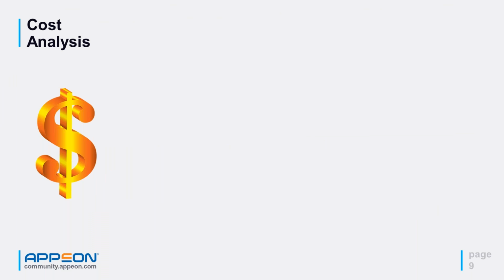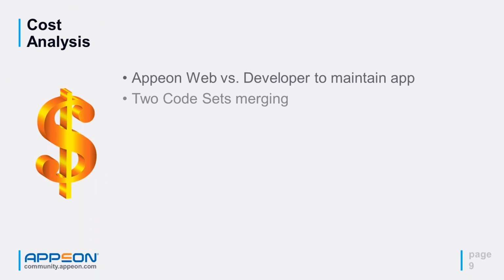So at that point, we did a cost analysis to see if Appian Web was going to be a cost-effective solution versus hiring a full-time developer to maintain this application that has a dead end approaching. We have two code sets, one for that application on the laptops and one for what we call the main system. And the main system is where that new accident report was developed.